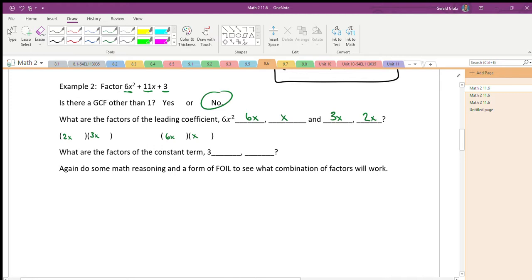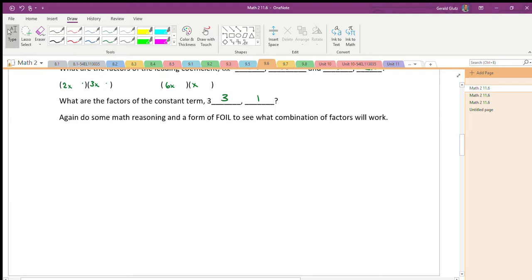So what are the factors of c? So c in this case is 3. So the factors of 3 are just 3 and 1. Those are the only 2 numbers that multiply to equal 3. So that means our second 2 numbers have to be 3 and 1. I don't know what order they go in, but we'll have to figure that out.